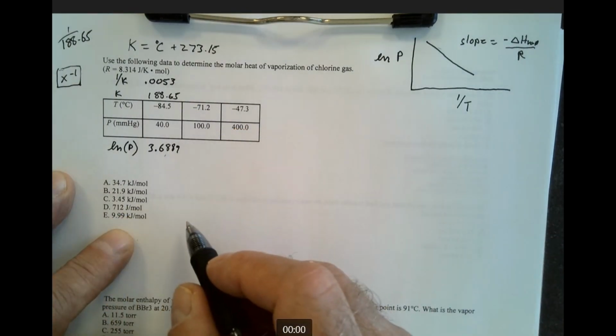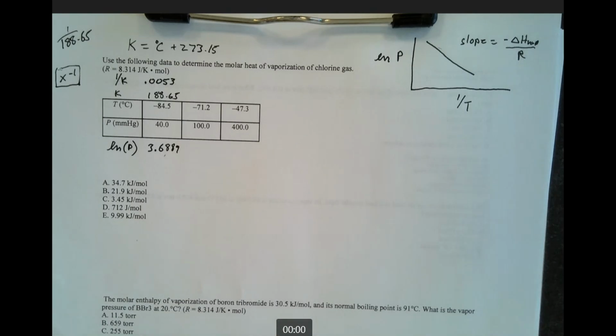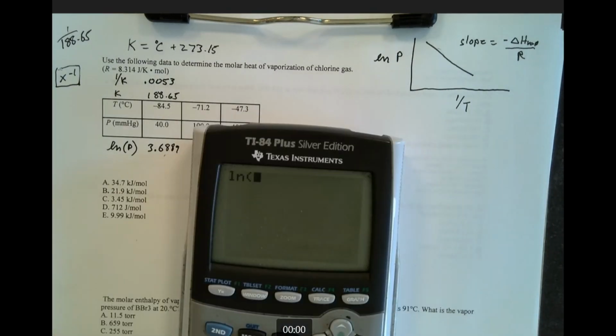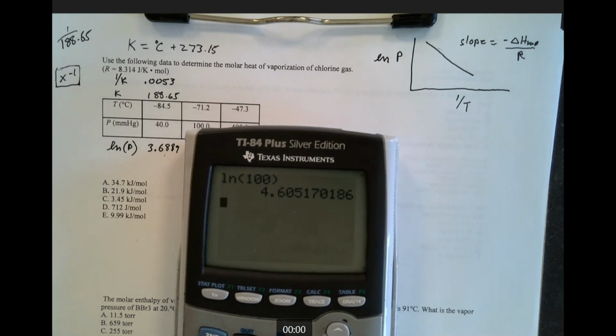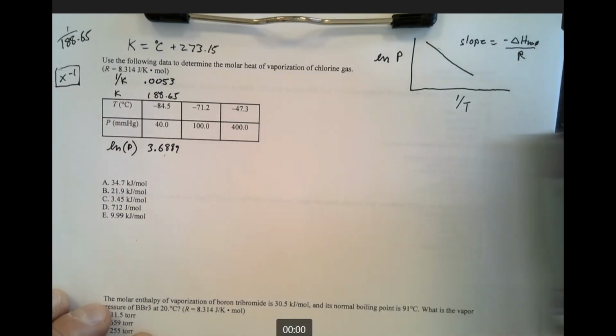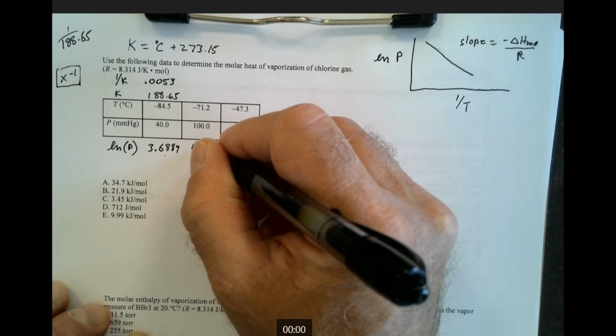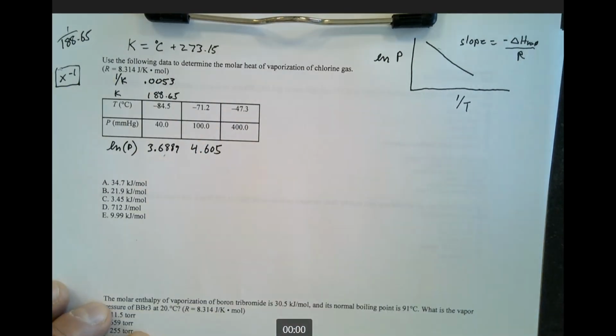So now I'm going to take the natural log of 100. So there's my natural log key. Put 100 in there, in the parentheses, hit enter, and I get 4.6 and some change. I'm going to write that down here. 4.605. And we could maybe do more digits, but I'm thinking that's going to be enough.